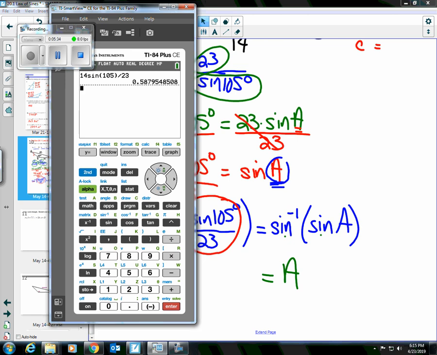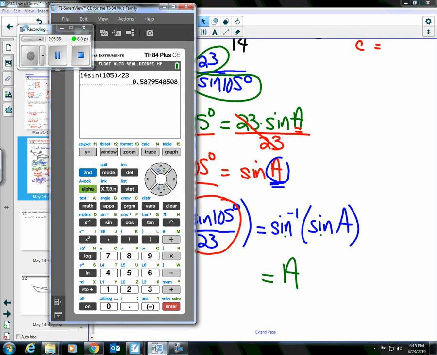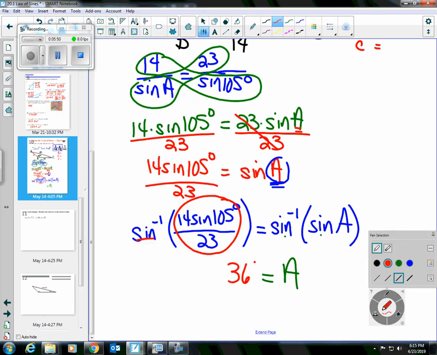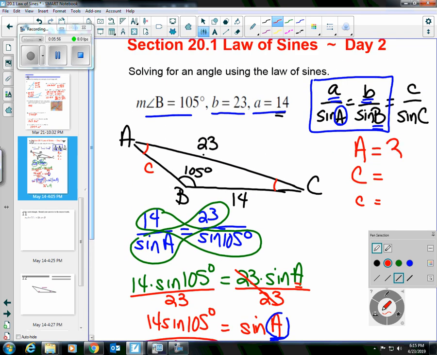We want to take now the inverse sine of that value. So we do second sine of our answer. Finish off my parenthesis, and we're going to go ahead and round to the nearest whole number just to make our life easy. So this is 36 degrees. So angle A would be 36 degrees. So I've solved for that first piece. Angle A, 36 degrees. We're just going to round to the nearest whole.